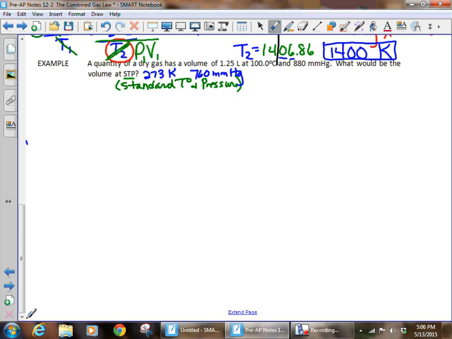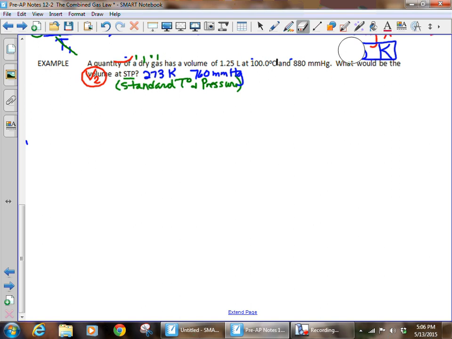We're looking for the new volume, so V2. The 1.25 liters up here, I'm going to erase some stuff off so that it doesn't interfere so much with what we're trying to see. The 1.25 liters is our V1. The 100 degrees Celsius is our T1. Remember what I told you, you need to add 273 to that, so I'll write that to remind us later. The 880 millimeters of mercury is our P1. Those are our original initial values. So now we want the volume at these new values.